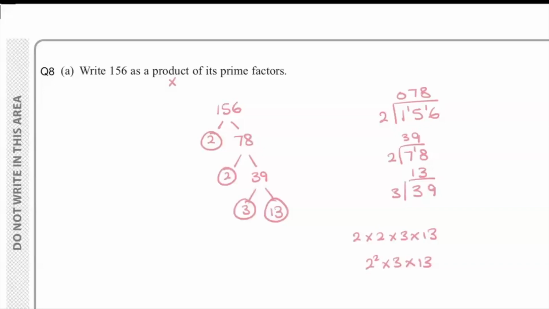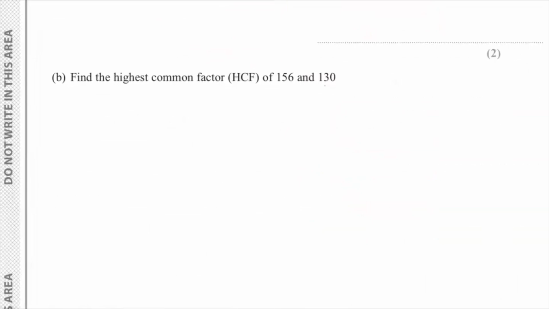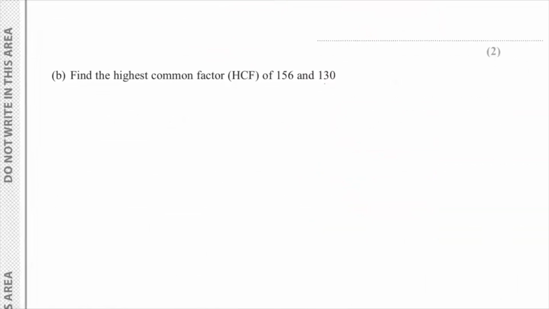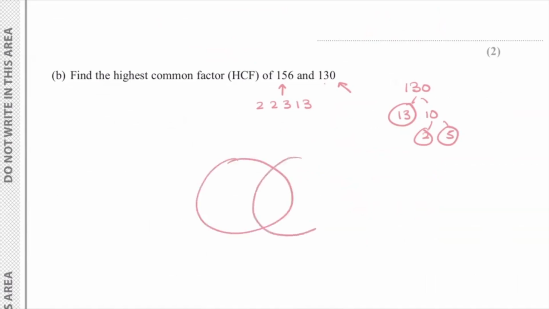Okay. Now, the second part of this question is using that 156 and then another number and asking for the highest common factor. Now, we already know the prime factors for 156. It's 2, 2, 3, and 13. What we now need is to work out what it is for 130. So we've got 13 and 10, 2 and 5. And then we're going to pop all the information into a Venn.